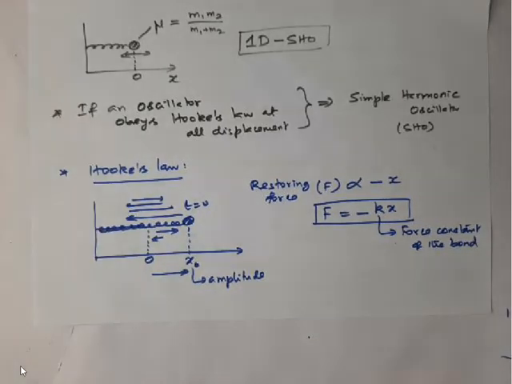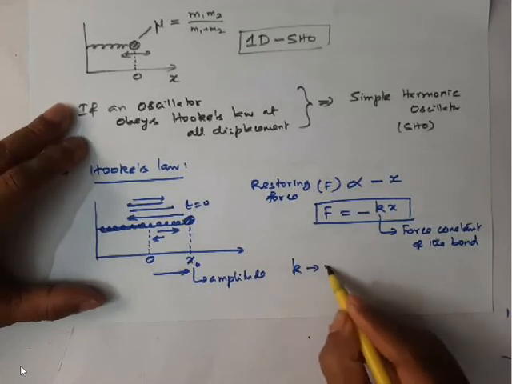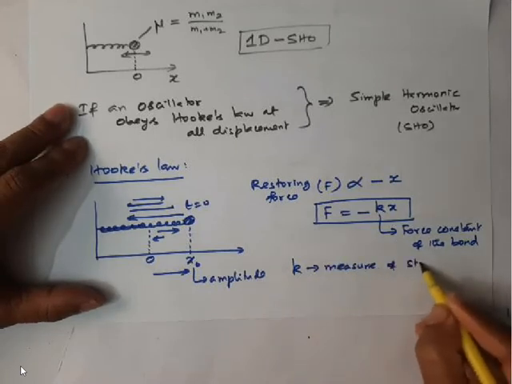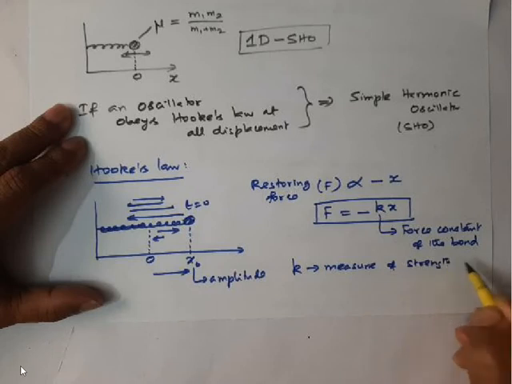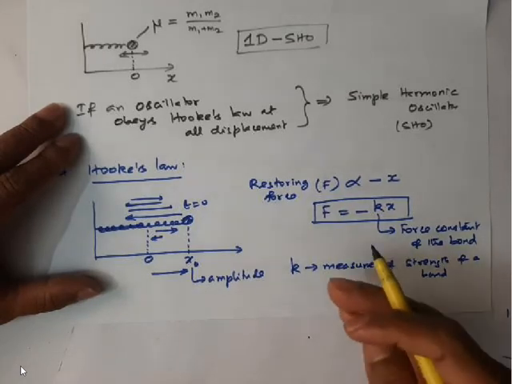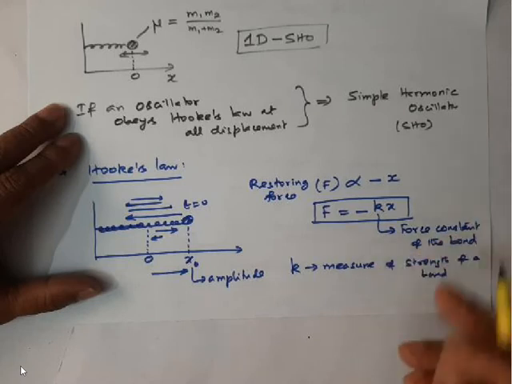Okay, it is called the force constant of the bond. You know very well, force constant is a measure of the strength of a bond. If the force constant increases, the bond strength also increases.